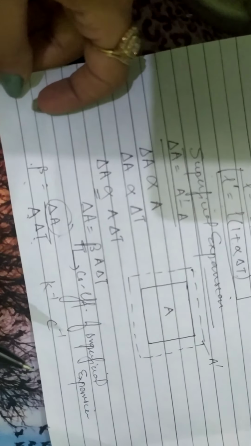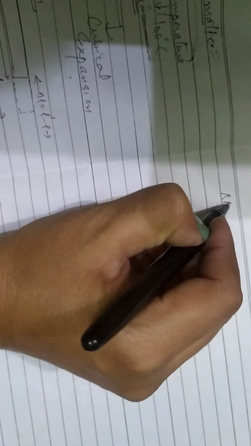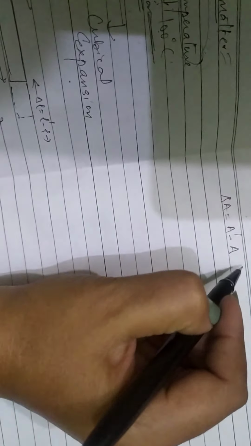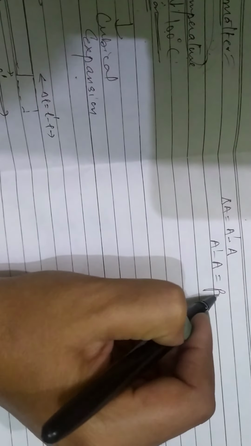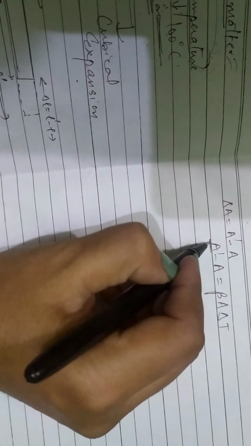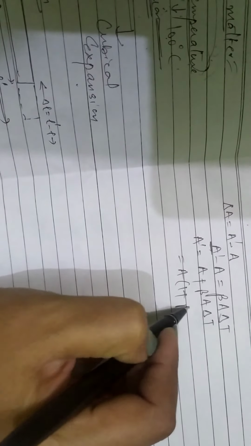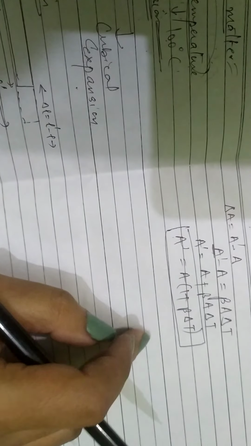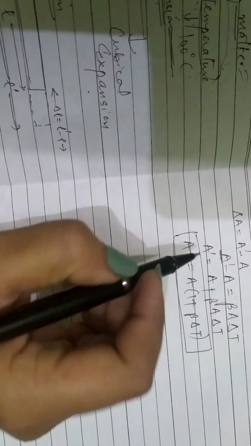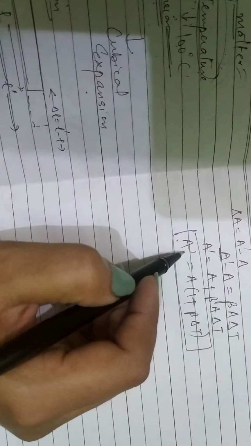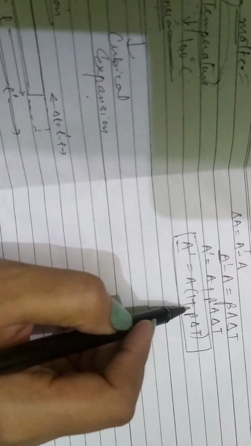Further, coming back to this equation, delta A is A dash minus A, which equals beta A delta T. We want to find the expression for A dash. A dash will be A plus beta A delta T. You can take A common, so A into 1 plus beta delta T. This is easy to remember: the new area will be this. This is for superficial expansion. You can use the symbol S instead of A for surface area; in some books you may find the symbol S also.